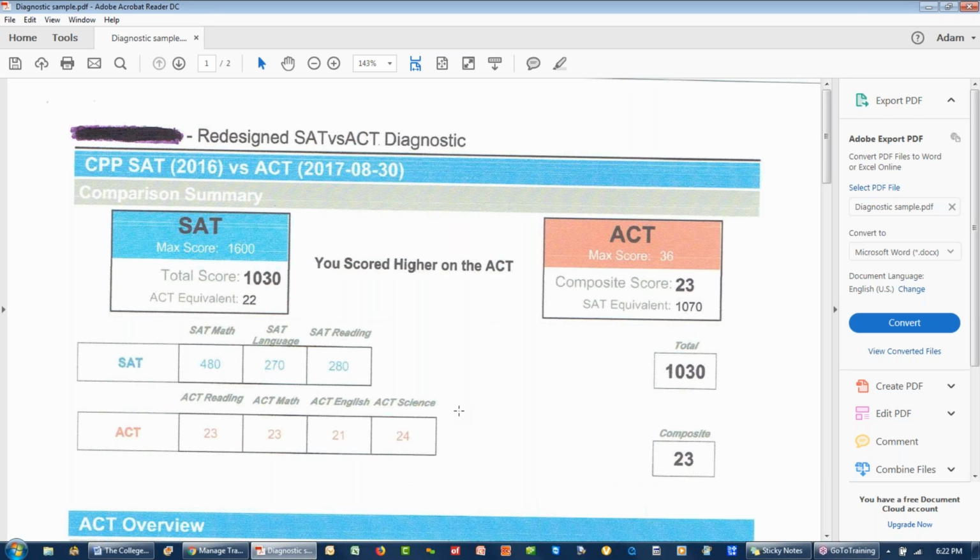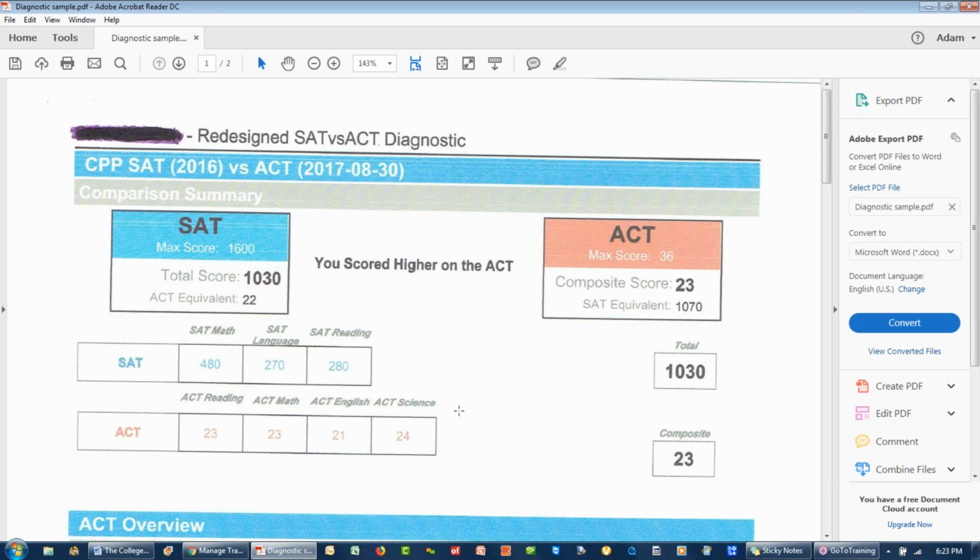Now, as you look at the score reports, and I have a cover page for one of them on my screen right now, if you notice on that front page, on the left is your SAT score outcome, and right below that, for example, it says 1030, and below it, it says it's equivalent to an ACT score of a 22. And then over on the right side, this student scored a 23 on the ACT, which is equivalent to an SAT 1070. So when we compare the two, this student did about 40 points better on the ACT.